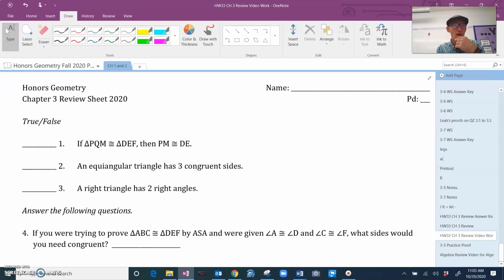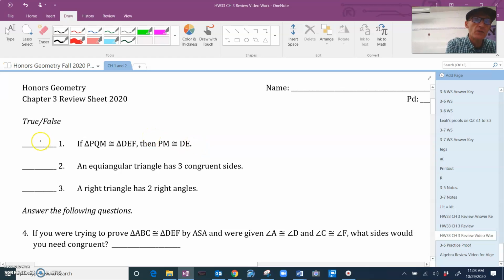So the first problem says if triangle PQM is congruent to triangle DEF, then PM equals DE, and that is false, because PM is right here and DE is right here. If we look at the order of things, it's not true. We could draw the triangles, but look at the order of the letters. It's false.